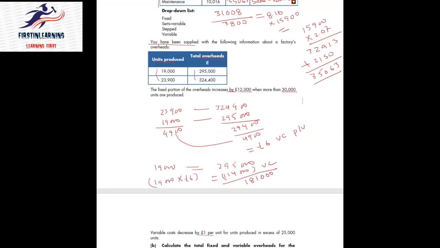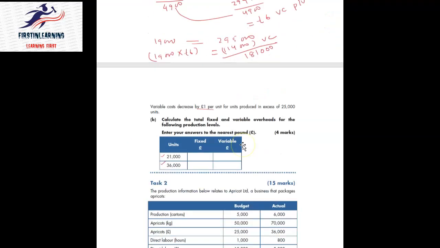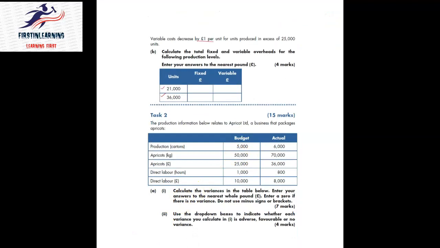So now we know the variable cost per unit is 6. On the other hand, the total fixed cost is 181,000. Now we can go back and see the question requirement, what they're asking here. They're asking how much is the cost for 21,000 units. Okay, so let's find it out. How much is the fixed and how much is the variable? So we know the fixed for 21,000 is 181,000. We already calculated that.